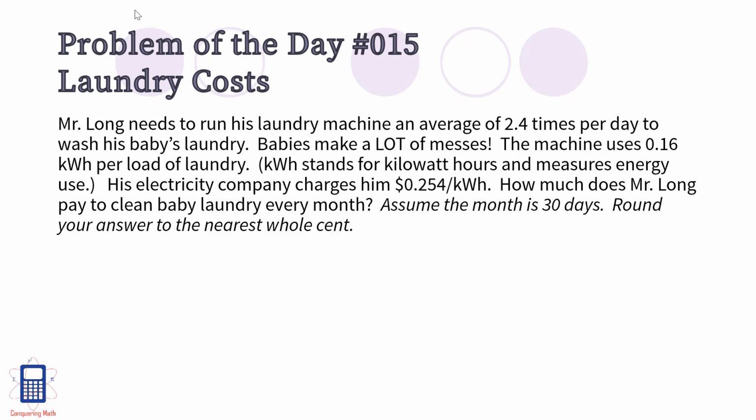Mr. Long needs to run his laundry machine an average of 2.4 times per day to wash his baby's laundry. Babies make a lot of messes. The machine uses 0.16 kilowatt hours per load of laundry. kWh stands for kilowatt hours and measures energy use. His electricity company charges him 25.4 cents per kilowatt hour. How much does Mr. Long pay to clean baby laundry every month? Assume that the month is 30 days and round your answer to the nearest whole cent.